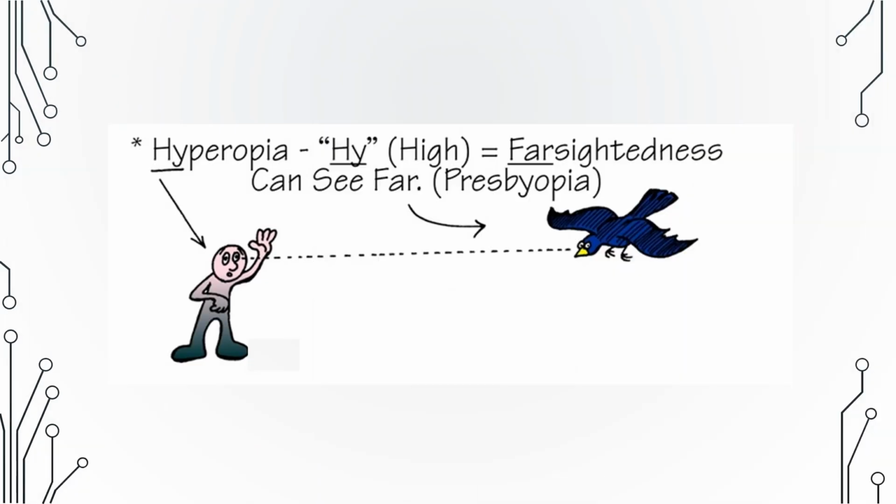Now, how do you remember hyperopia? Hyperopia, hi. When do you say hi to someone? You can see somebody coming from far away, and you can say hi. So from far away itself, so farsightedness, you can see the far away thing. So that's what hyperopia is all about. Hyperopia, farsightedness, you can see from far, but the nearby object will be blurry.